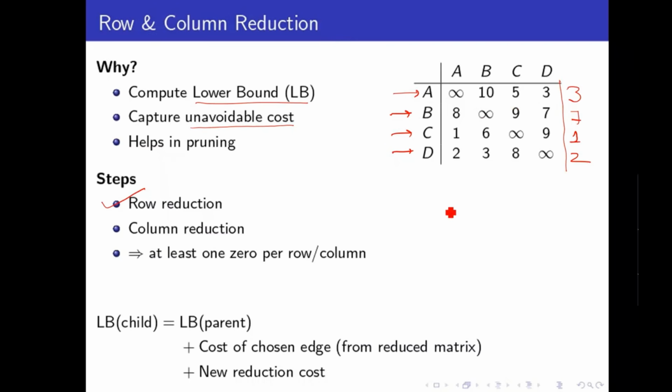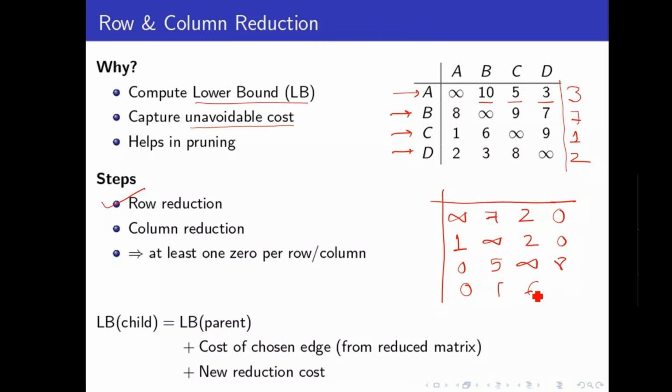So for example, let me write it down here. If we subtract, what will we get? Infinite will remain the same. From every value, we'll subtract 3, so we'll get 7, 0. From every value, we'll subtract 7, so we'll get 1. Infinite will remain the same. 2, 0. Then 1, if we subtract 0, 5, infinite, 8. 0, 1, 6, infinite. This we are calling row reduction.